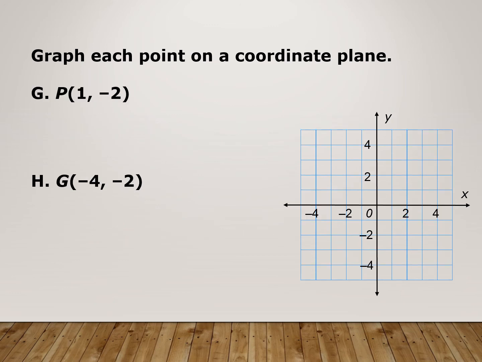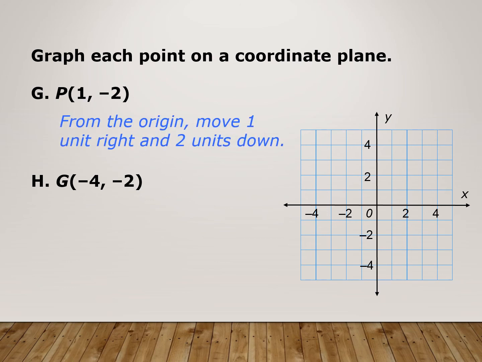Now, let's have the last two example. So, we have here the point P, which is yung ating ordered pairs ay positive 1 and negative 2. Ibig sabihin, yung ating quadrant will be quadrant 4. Then, we will move 1 unit right from the origin and 2 units down. Then, yung ating points will be there.